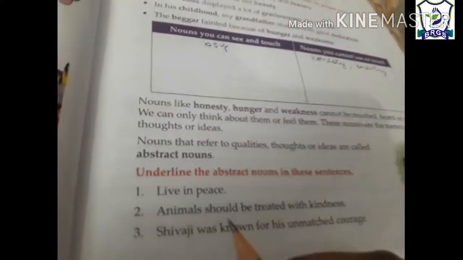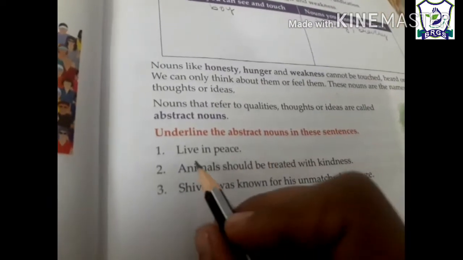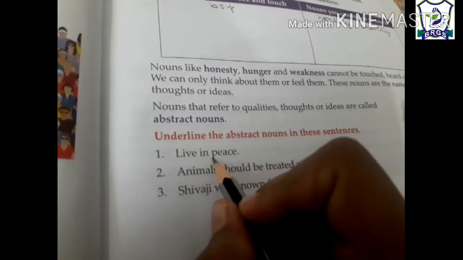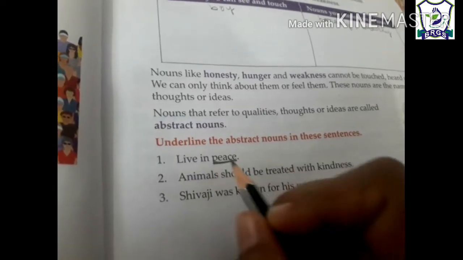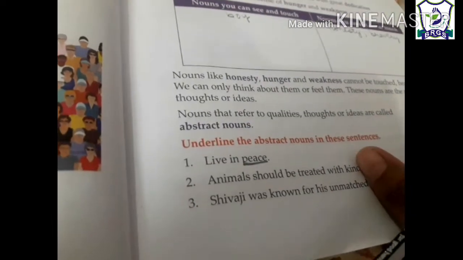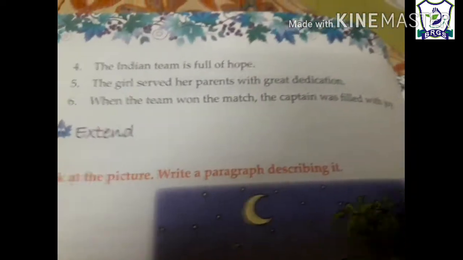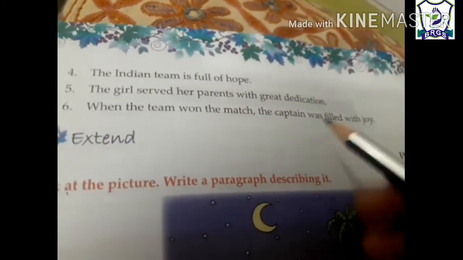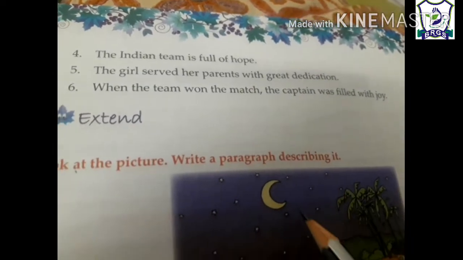Now next we have to underline the abstract nouns in these sentences. Live in peace. Can you touch peace? No. See peace? No. So peace is the abstract noun. In the rest of the sentences, you will try to do it yourself. Ma'am will provide you the answers in a PDF file and then you can match them.